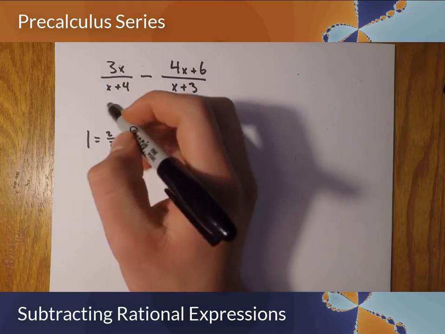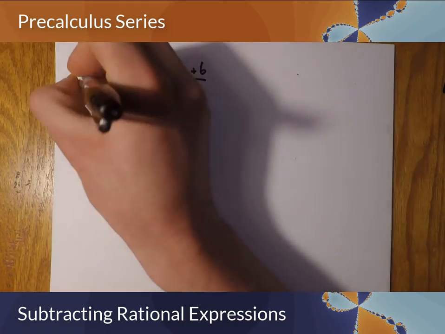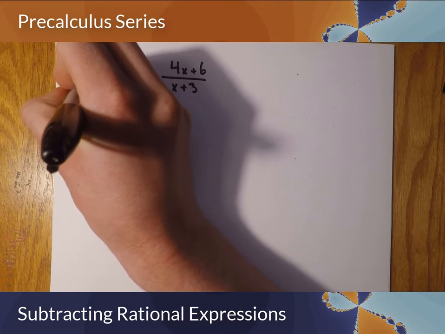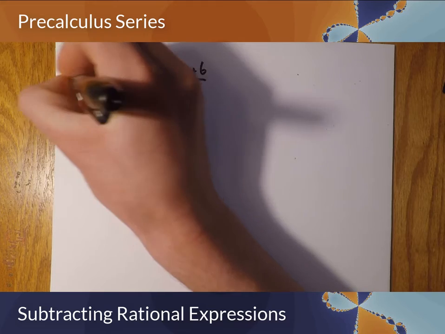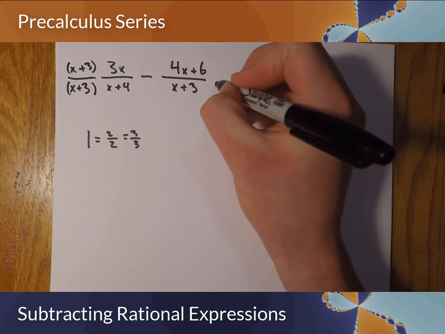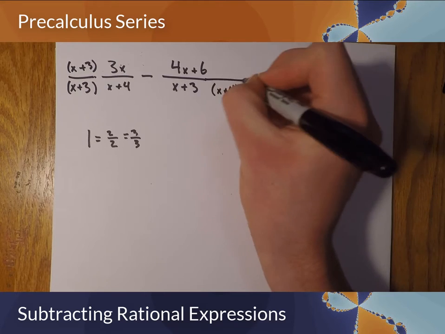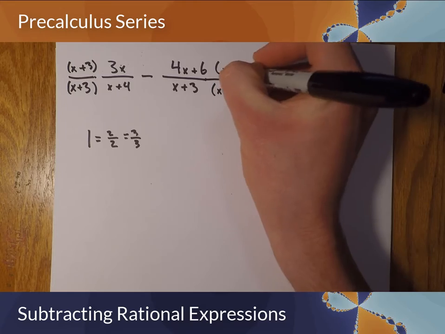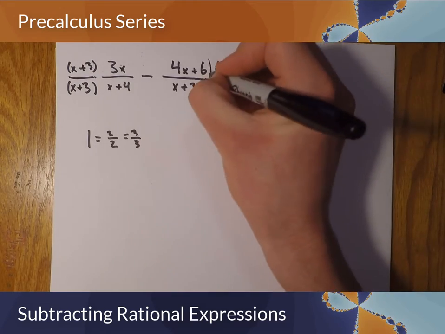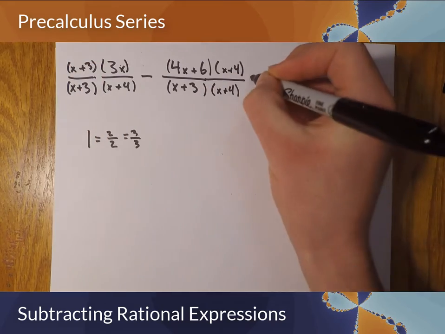So to get the denominator the same on the left side, we need to multiply the denominator by a factor of x plus 3. So we're going to have x plus 3 over x plus 3, numerator and denominator. And on this side, we're going to multiply by a factor of x plus 4 to get the denominator the same, so we multiply x plus 4 on the top and the bottom.